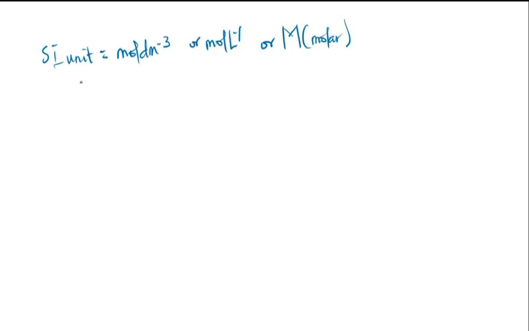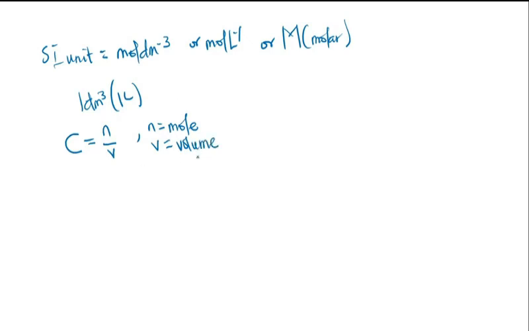Remember, I said amount concentration is the amount of substance dissolved in 1 dm³, or what? 1 liter of solution. Now, amount concentration is given to us by capital C is equal to N over V, where N is the mole. V is the volume.